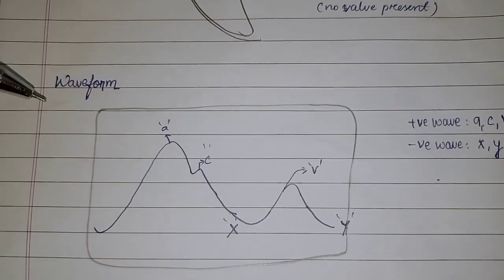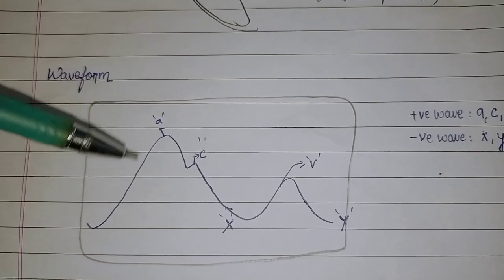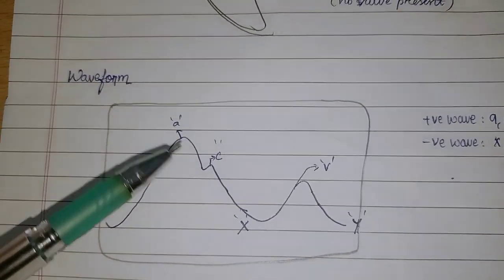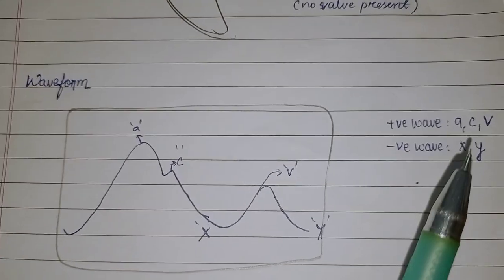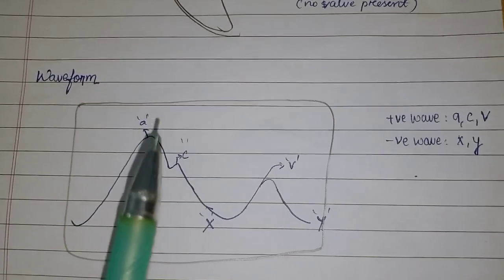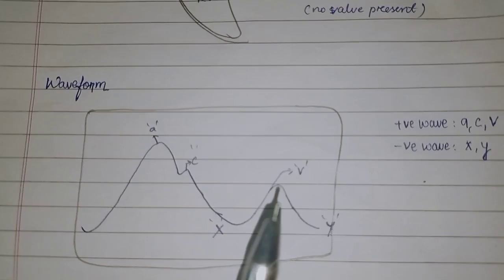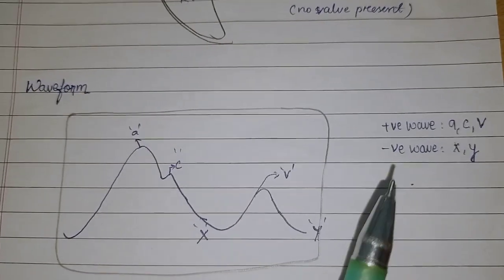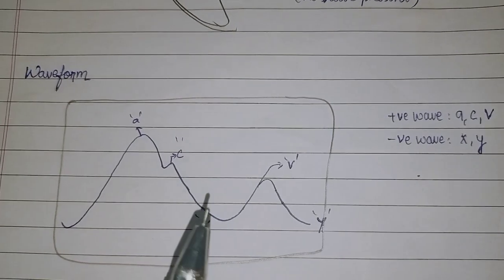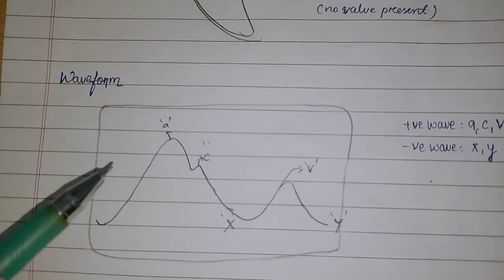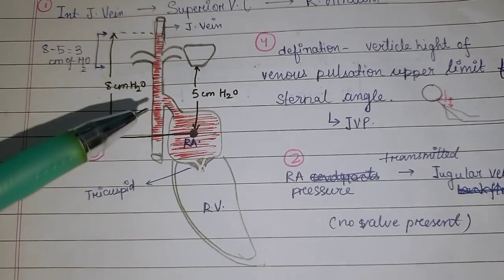Now let us discuss different waveforms. This is the waveform of JVP, which has positive waves A, C, V. A is positive, C is positive and V is positive, whereas the negative waves are X and Y. This is X and this is Y. Understand this waveform with the help of this diagram.